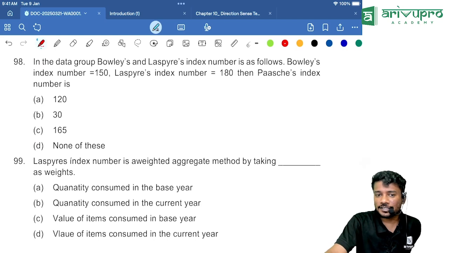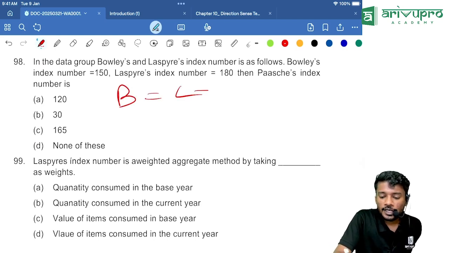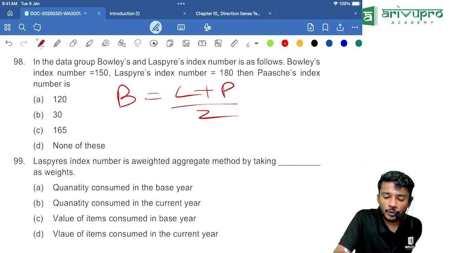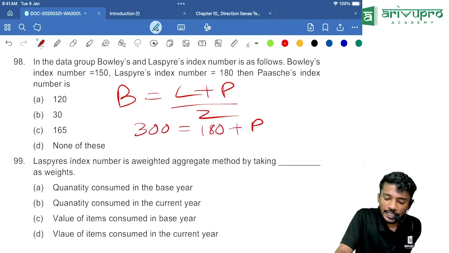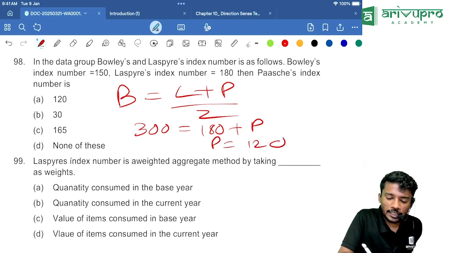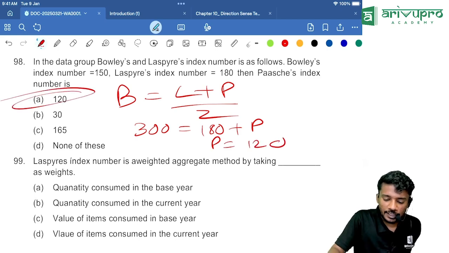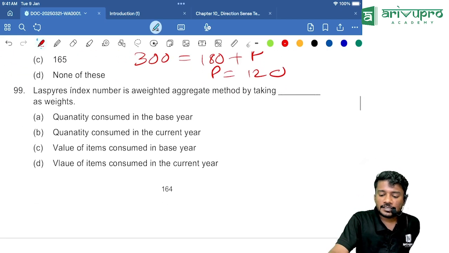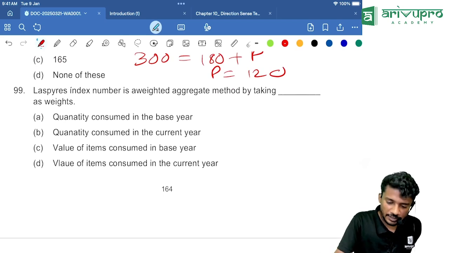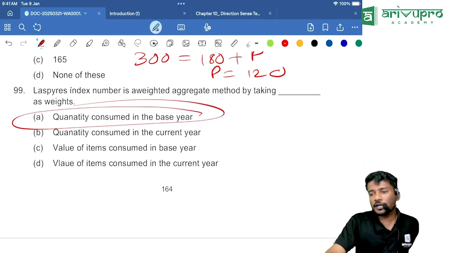Yesterday we solved it. In the previous paper also we solved it. What is the formula? B is equal to L plus P divided by 2. So 300 is equal to 180 plus P. So P is equal to 120. Answer is option A. Then 99. Laspeyres index is weighted aggregate method using base or current year? Base year. Quantity or value? Quantity of the base year.